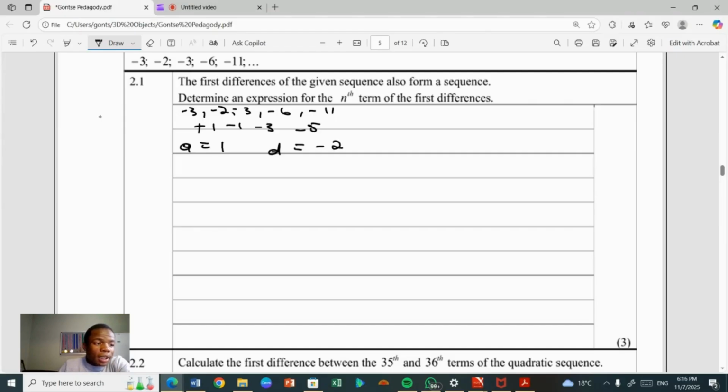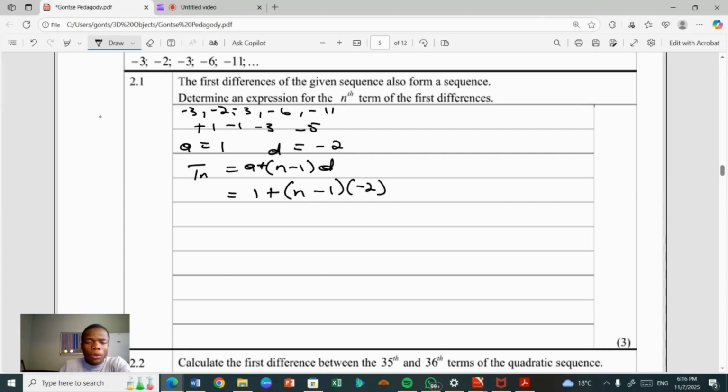Then from here, we use our formula of Tn is equal to a plus (n minus 1) d, right? Then just substitute here. What is the value of a? a is 1, right? Then plus, n we don't know, so it's (n minus 1). What is the value of d? The value of d is -2.